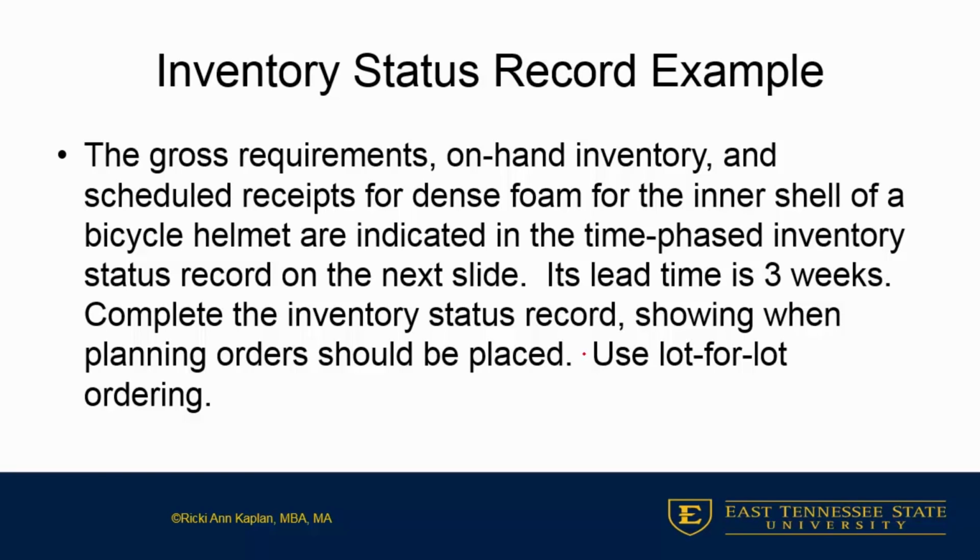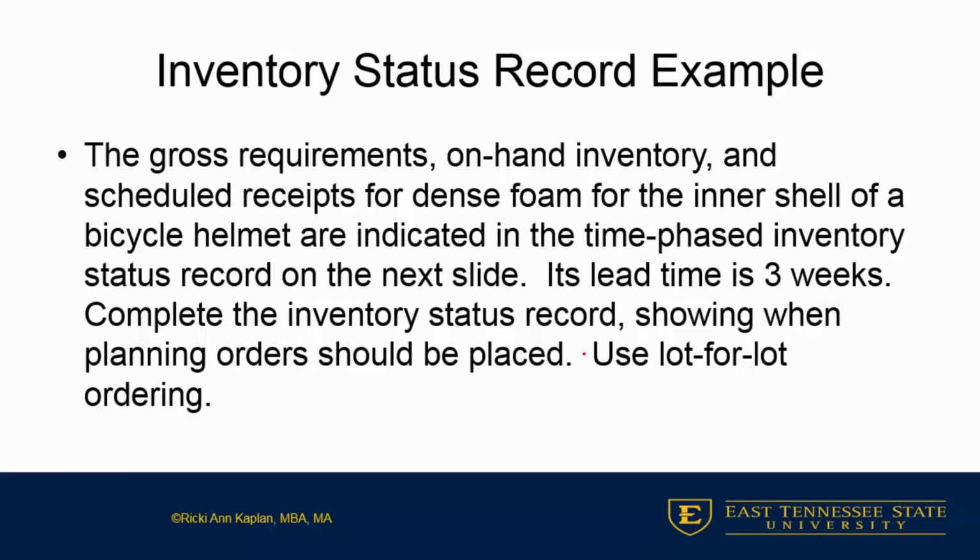So the gross requirements, on-hand inventory, and scheduled receipts for dense foam for the inner shell of a bicycle helmet are indicated in the time-phased inventory status record on the next slide. Its lead time is 3 weeks. Complete the inventory status record showing when planned orders should be placed. Use lot for lot ordering.